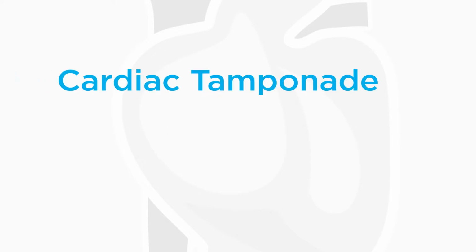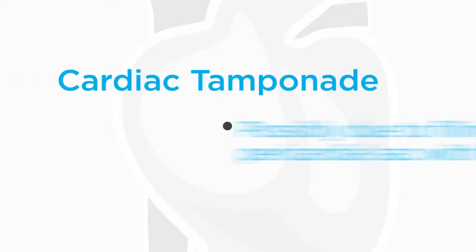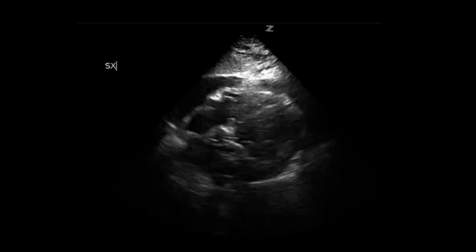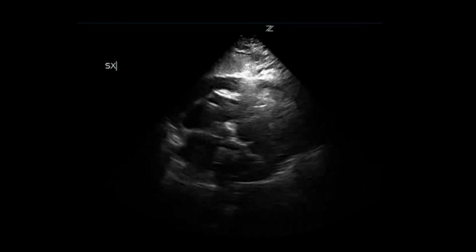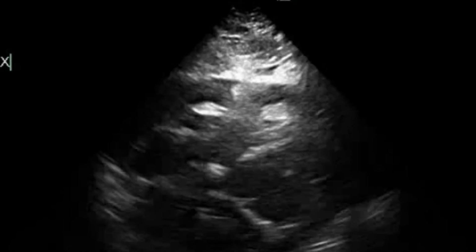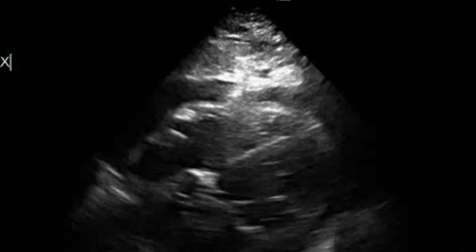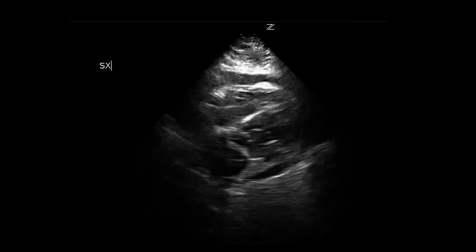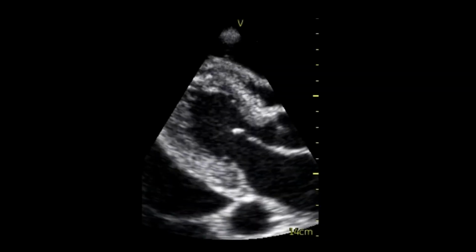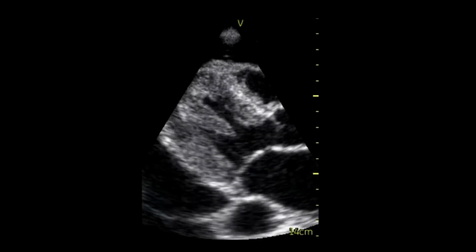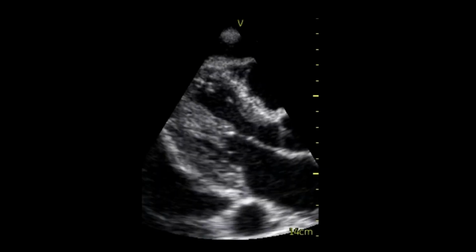Cardiac tamponade is a life-threatening condition that could be due to filling of the pericardial sac with fluid. Cardiac tamponade is diagnosed when the right ventricle is compressed completely or collapses during diastole. Additionally, the heart swings back and forth during the cardiac cycle. Cardiac tamponade is a medical emergency and is an indication for urgent pericardiocentesis to be performed under ultrasound guidance to relieve pressure on the heart.